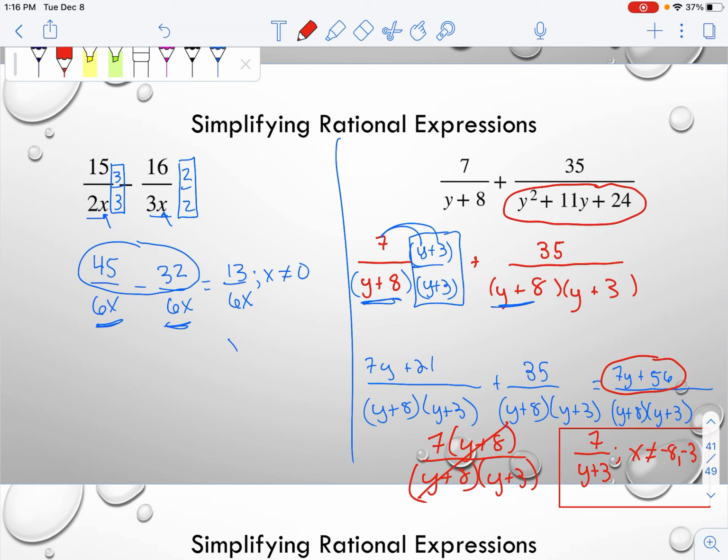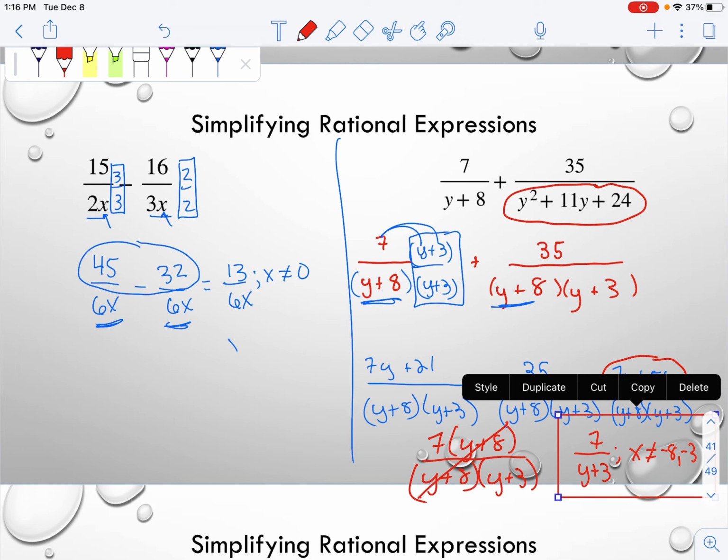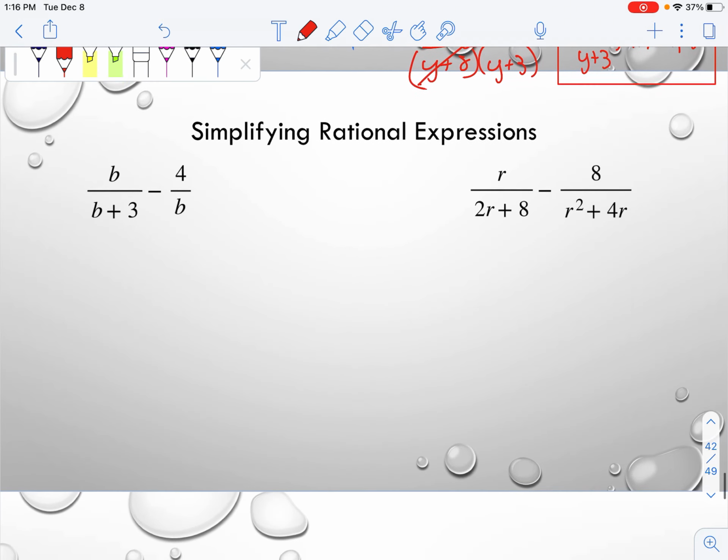Okay, so sometimes things cancel, sometimes things don't. But there's only one way to figure it out, is to actually try it and do it, factor everything completely and see if anything does, in fact, simplify further. All right, let's try 2 more.